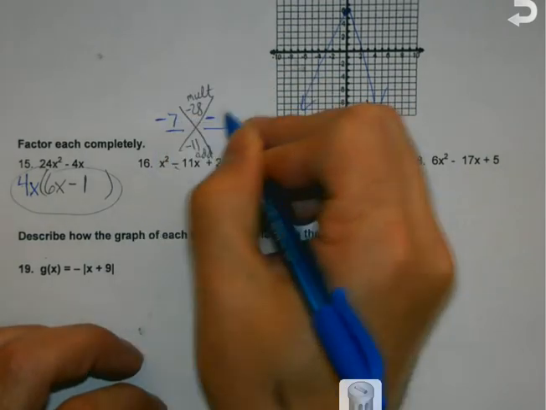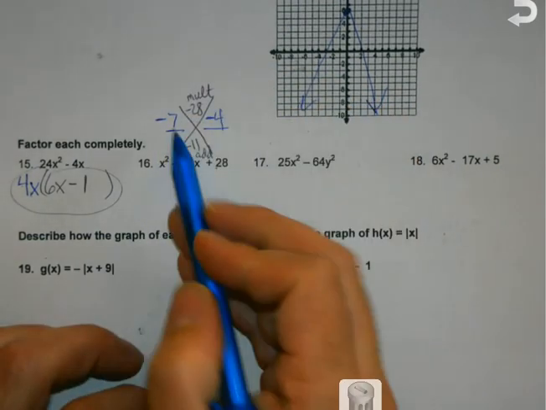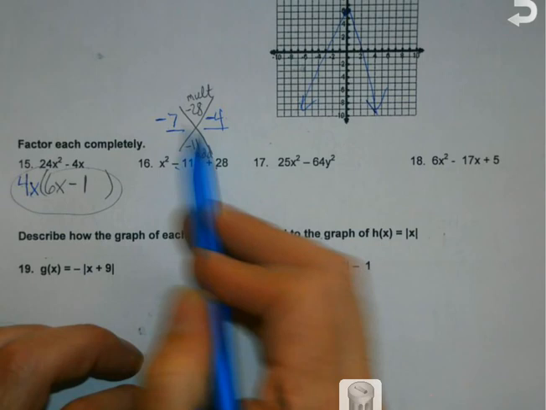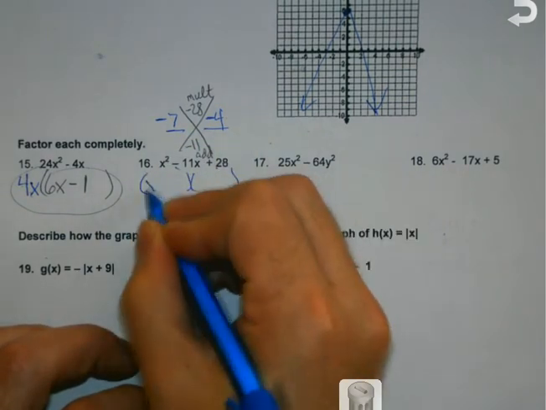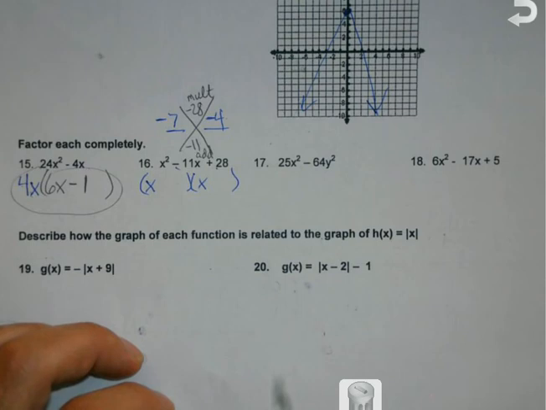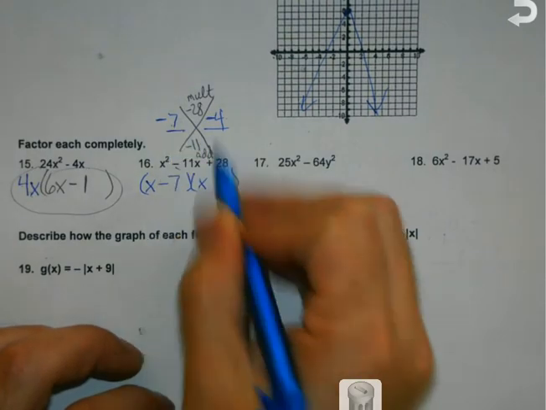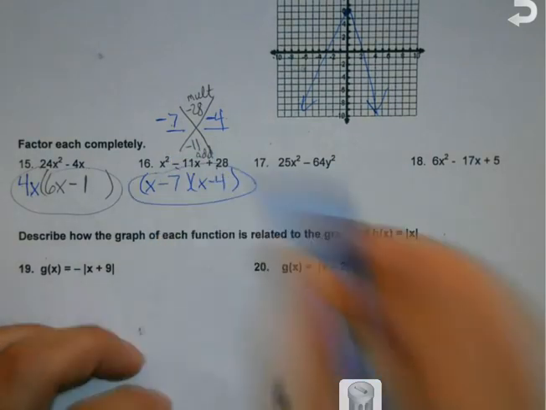Hopefully at this point somebody said 7 and 4. -7 minus 4 is -11. Negative times negative is positive. Make my parentheses, put my variable in first, and then just copy the values I have there, and I'm set.